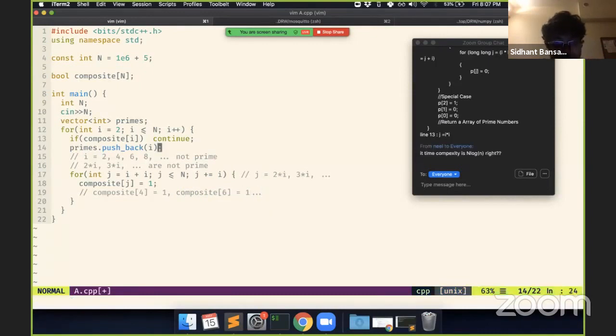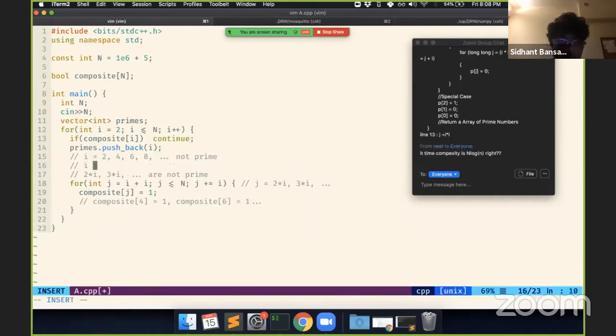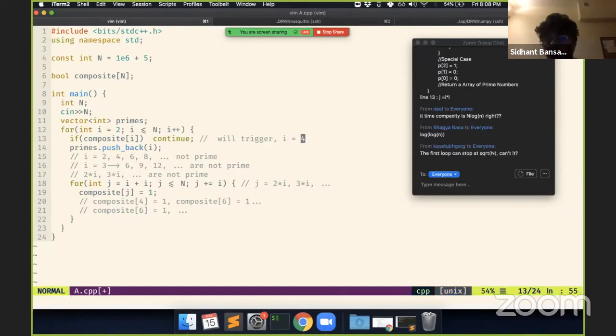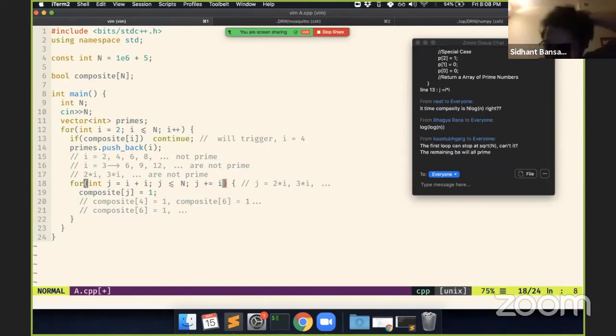And then in the next iteration, you'll see 3. So when i is 3, that means 6, 9, 12 are not prime. That means composite 6 equals 1, and so on, right? And then next time 4 comes in. What happens with 4? You have already set composite 4 to 1, so this statement will trigger for i equal 4, and you won't put it as a prime. Also, you'll save complexity here because the continue happens, so you won't execute this inner nested loop. That's also another saving here. And this method works, right?